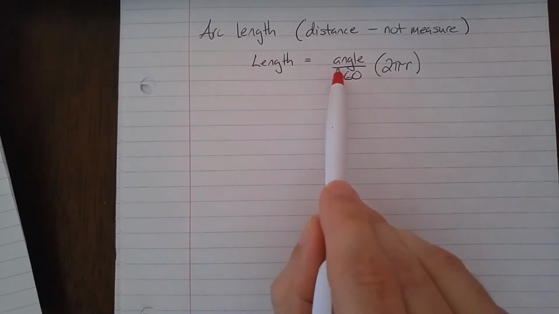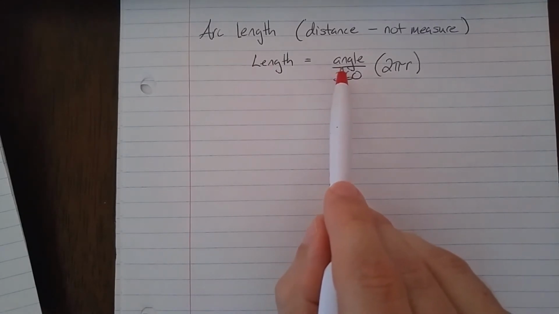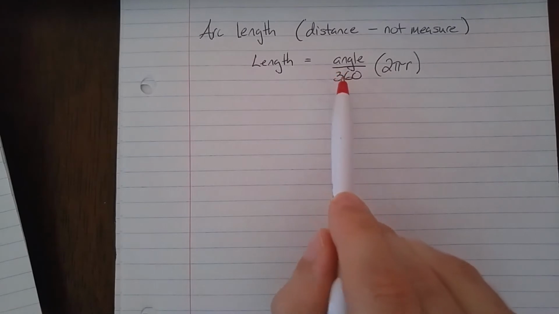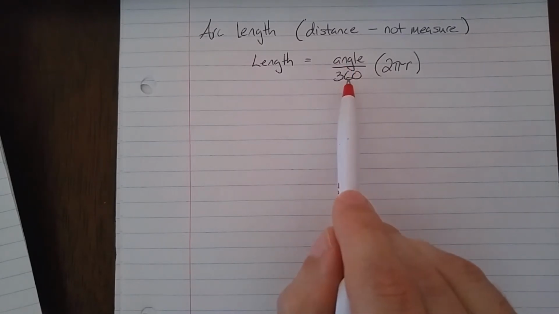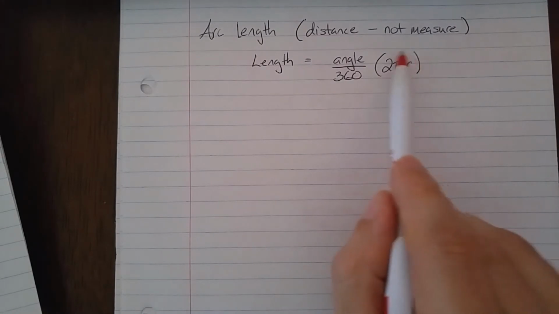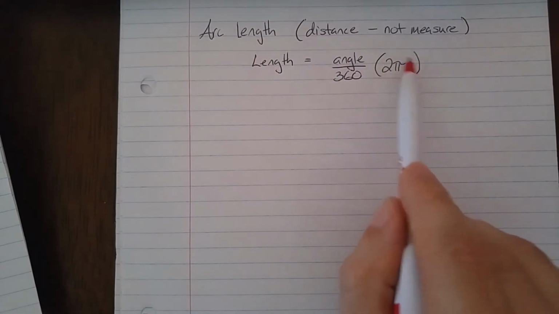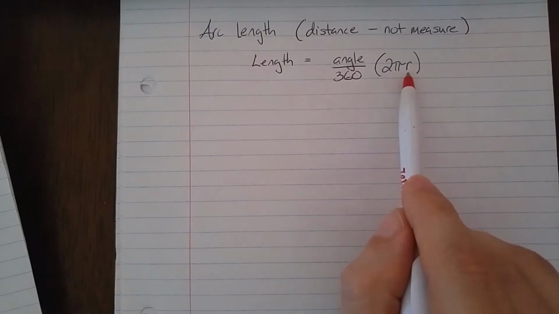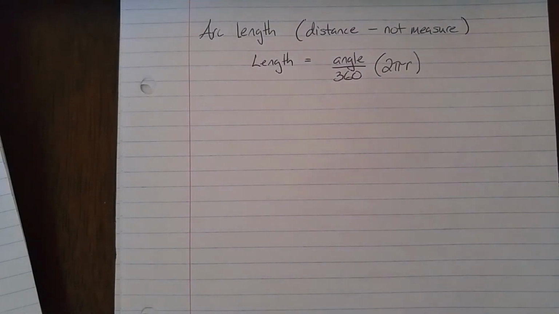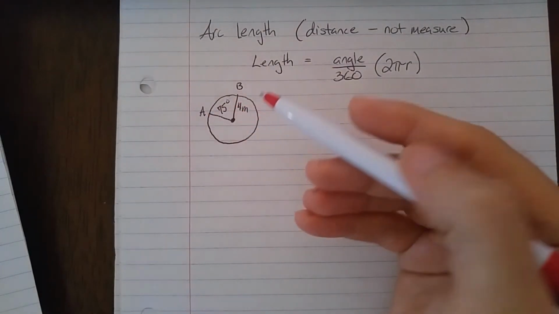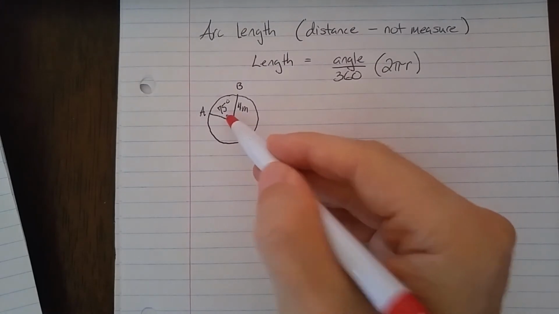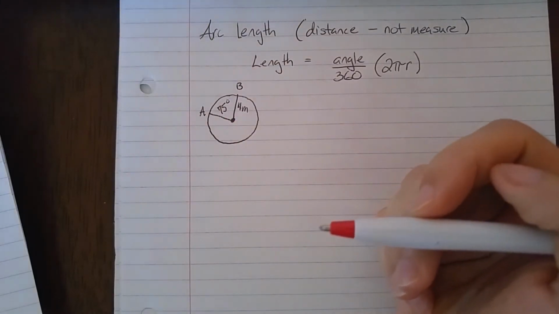So for example, let's say the angle measurement was 180 and we were dealing with half of a circle, semicircle. So we would do 180 over 360, which would be 50%, times whatever the circumference is. And this number is going to change depending on what the radius is. Let's take a look and see what this looks like in a problem. So with this circle right here, you can see that we have a central angle that's 75 degrees and the radius is 4 meters in length.